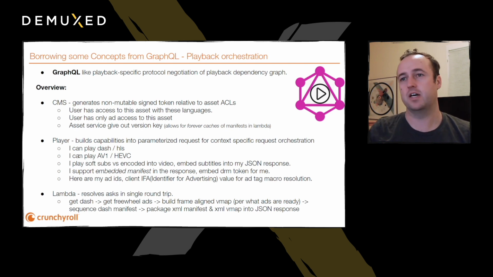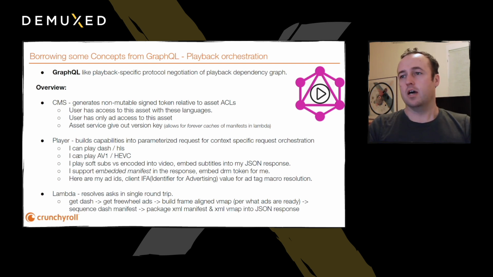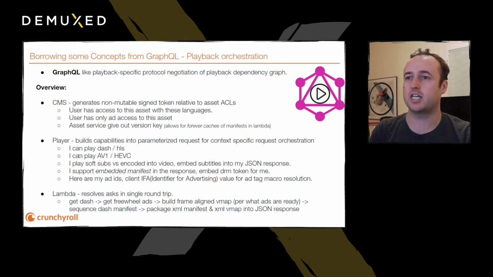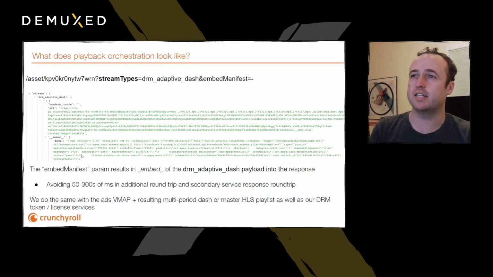Certainly in the case of server-side ad insertion, you're passing a lot of parameters relative to the metadata of the video, the user, ad ID and so forth. The concept that we wanted to explore with this project was, could we resolve this in a single round trip? So, give me the DASH resource stitched with ads along with the associated VMAP and so forth. What does that look like?